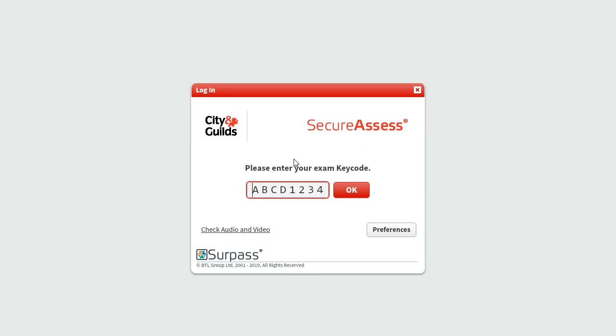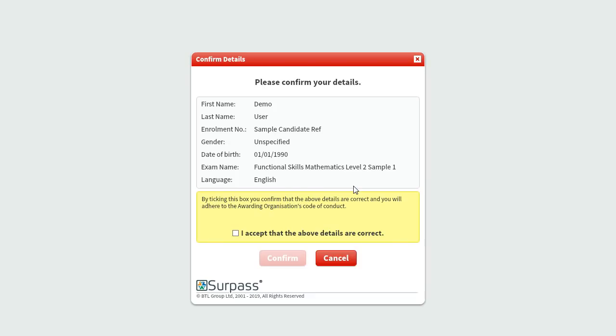Right, now this box is asking you to enter an exam key code. As this is a demo, you won't have to put a key code in, you can just press OK. However, in the actual exam, you will be provided with a key code by the invigilator at the exam center. Once you put that in, your details will come up. So instead of the demo information, you'll have your own name, your last name, date of birth, gender, and so on. Please make sure that the details are correct. Just in case there is an error, please make sure you inform the invigilator so that this can be rectified.